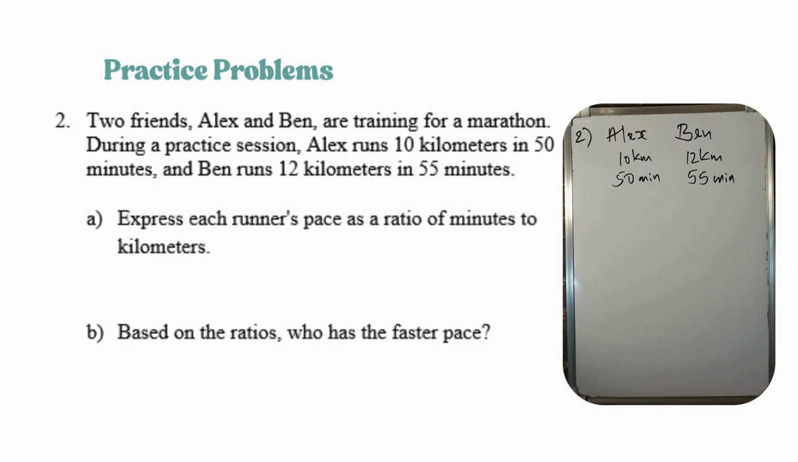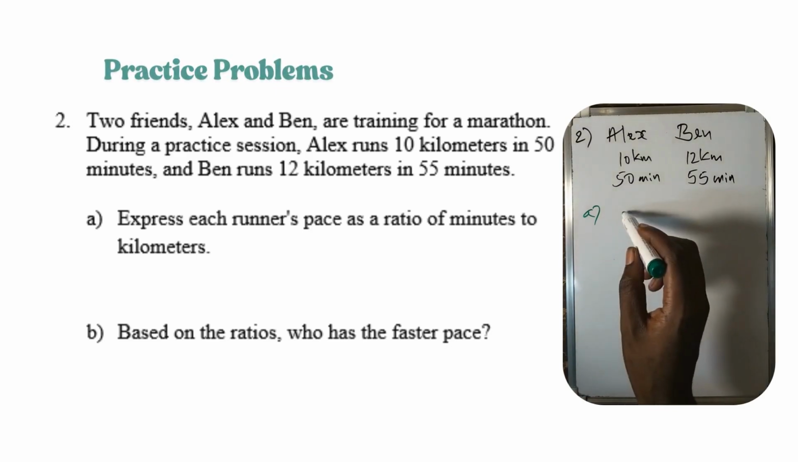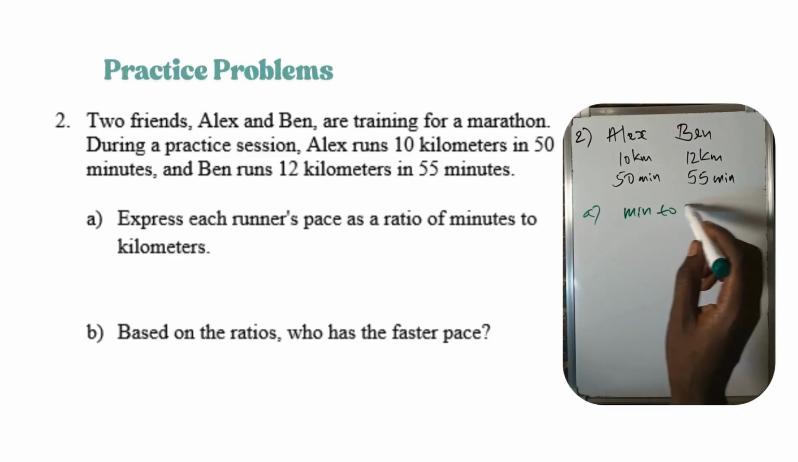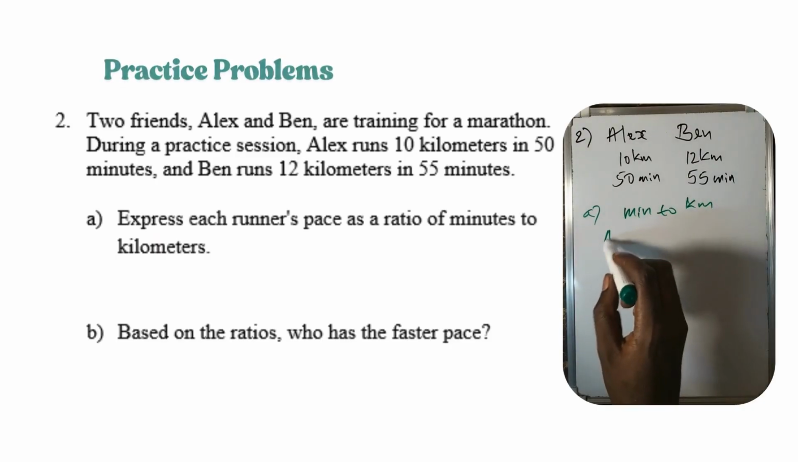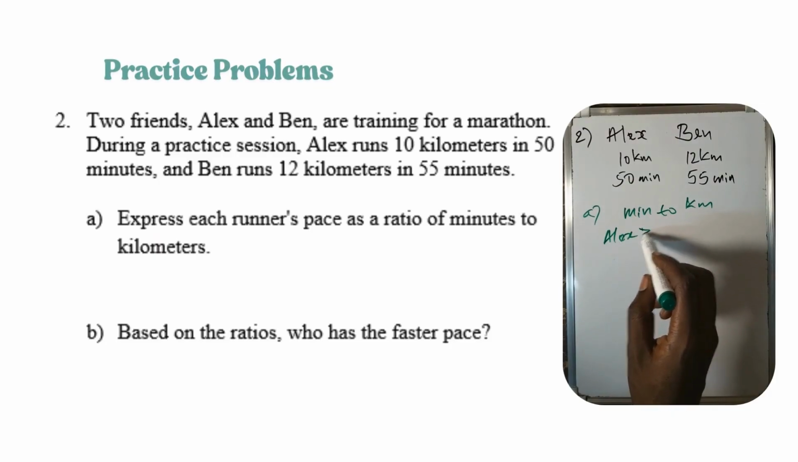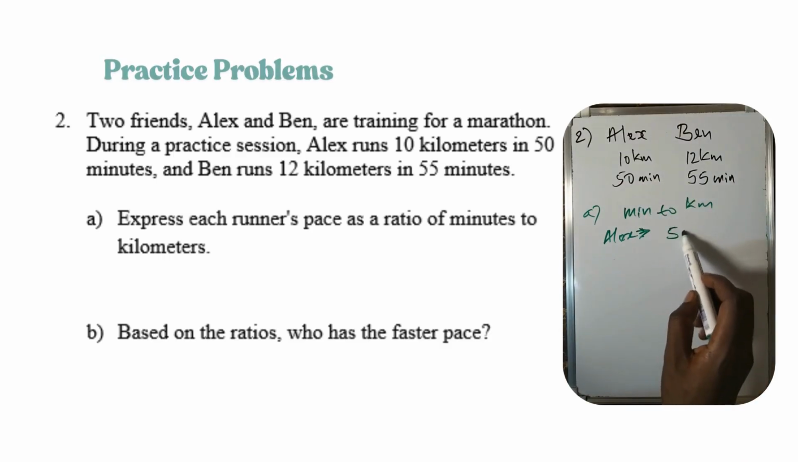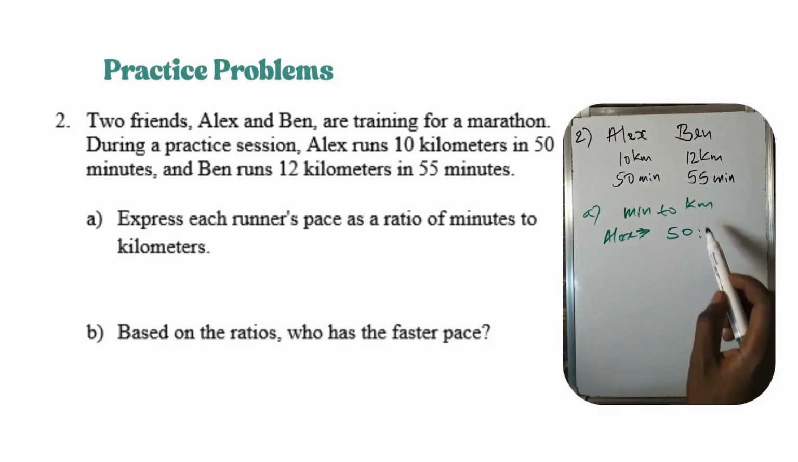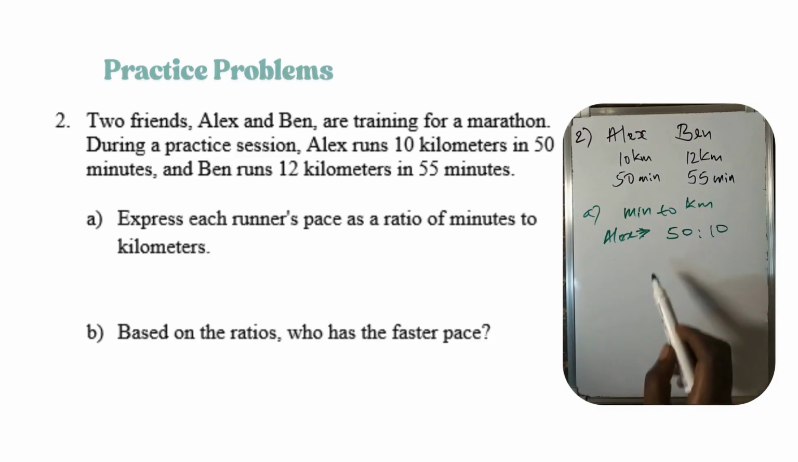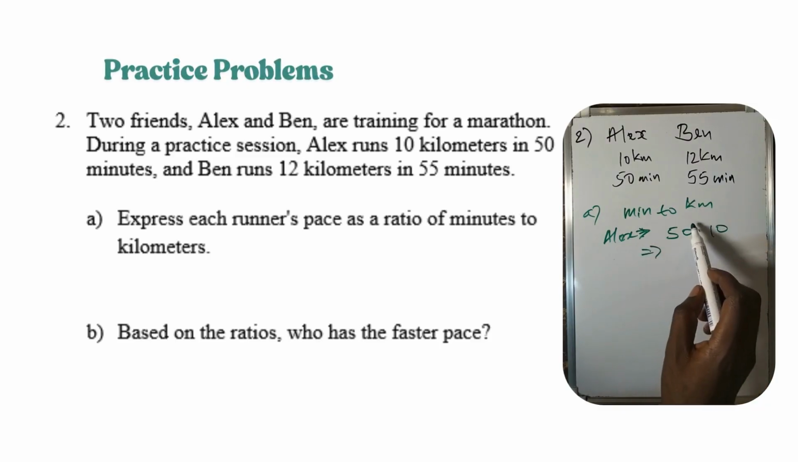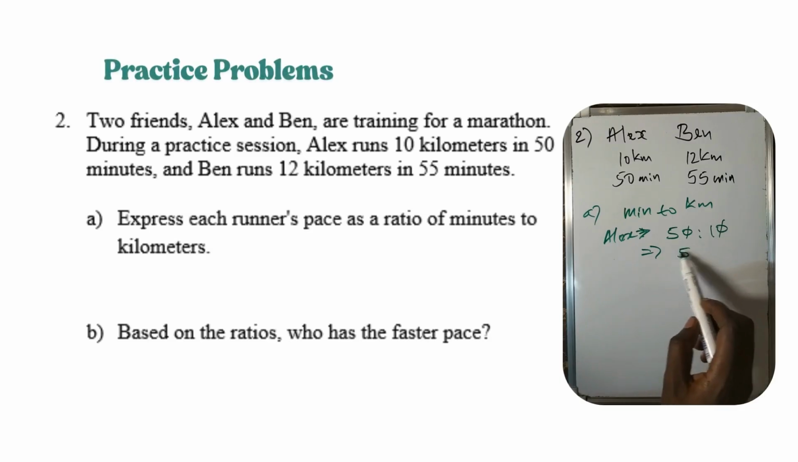Now, the first part: express each runner's pace as a ratio of minutes to kilometers. So for Alex, the minutes is 50 and the kilometers is 10. We cancel this 0 and this 0, and this will give us 5 to 1.